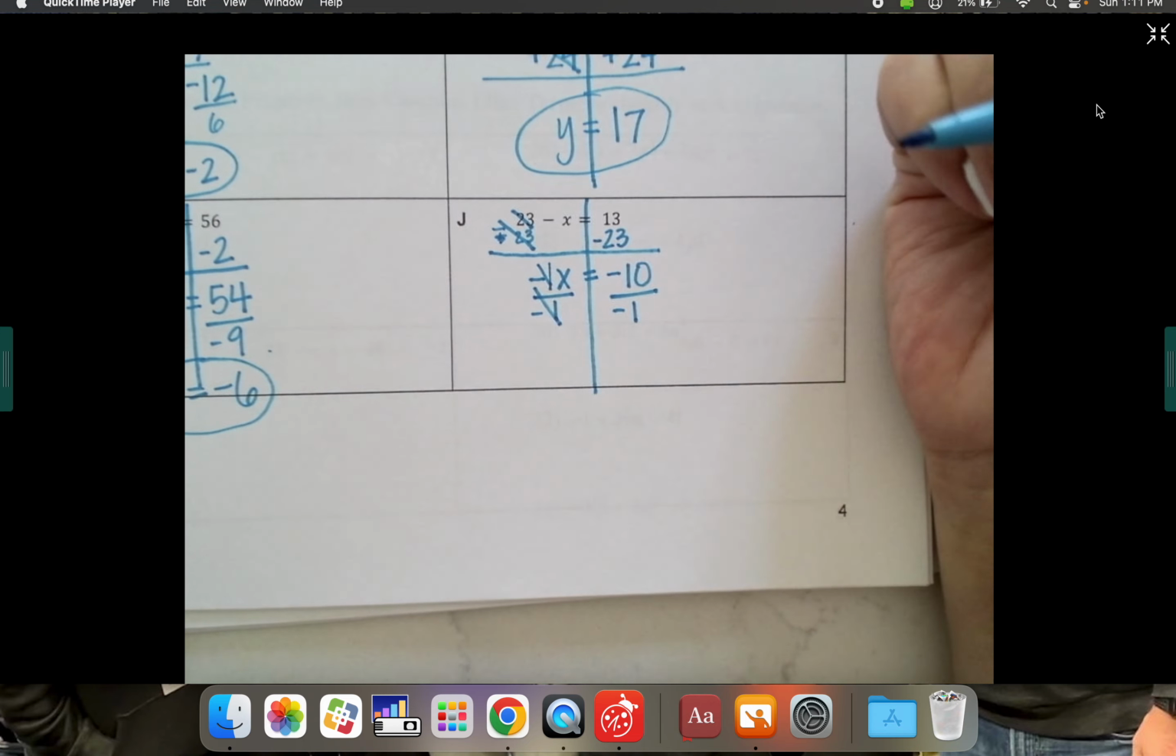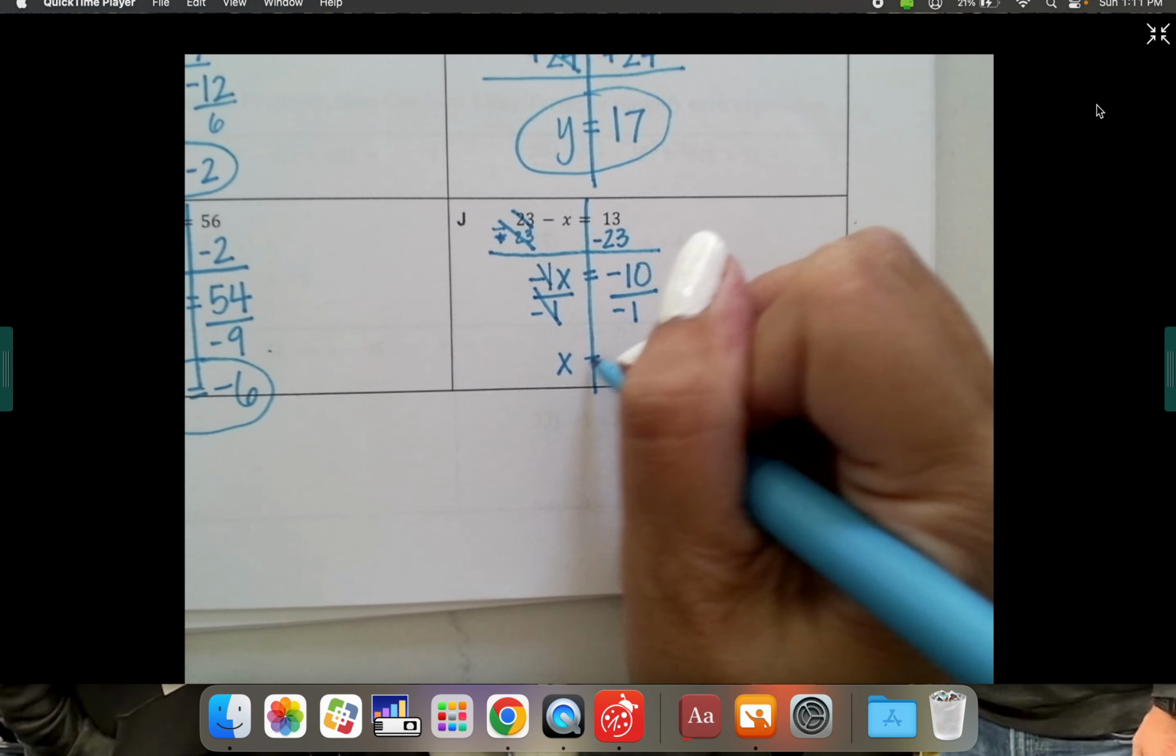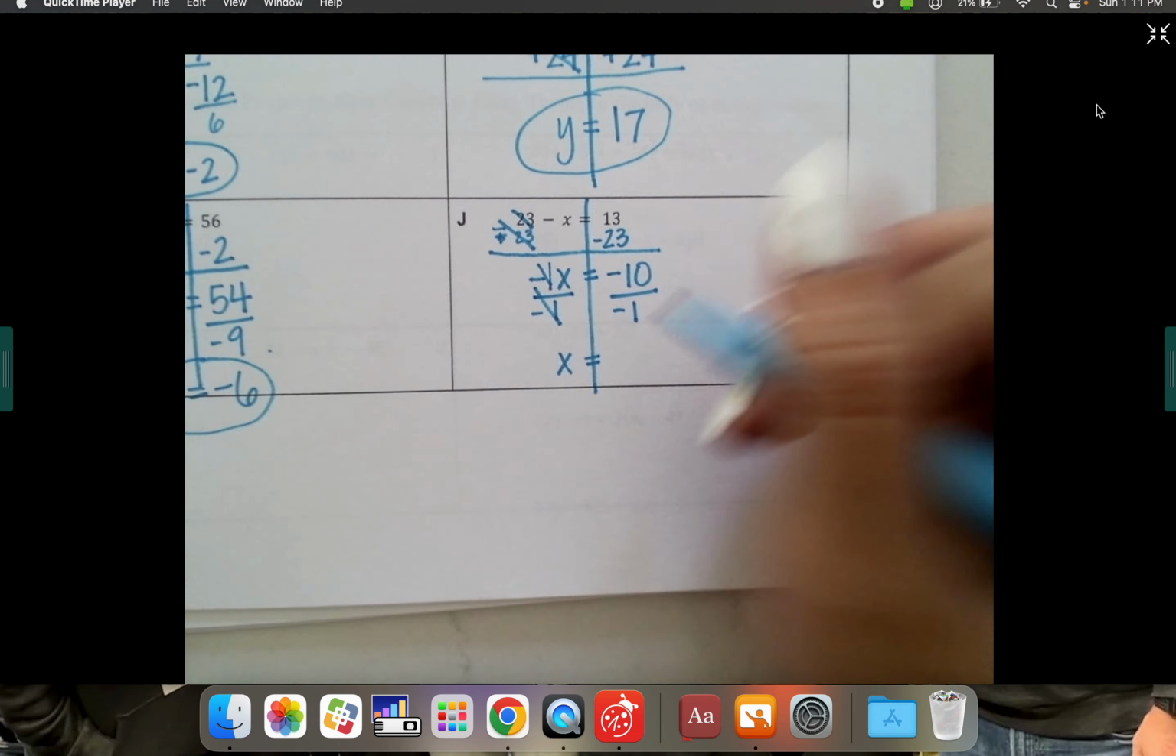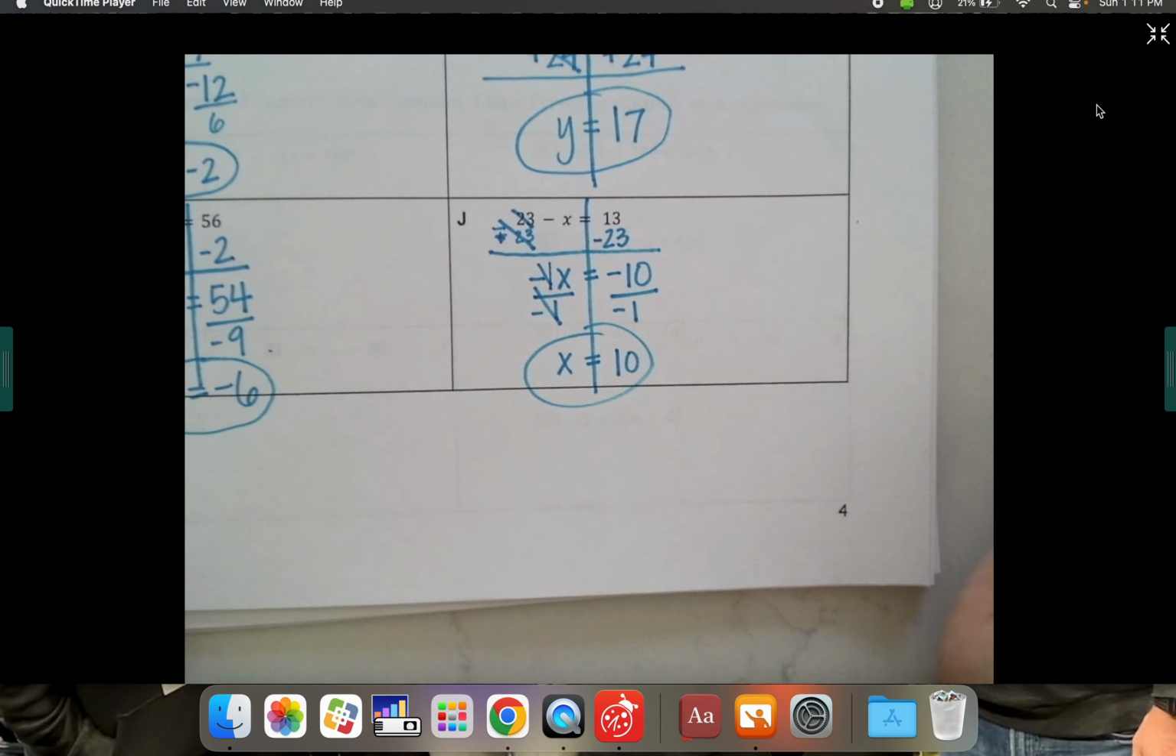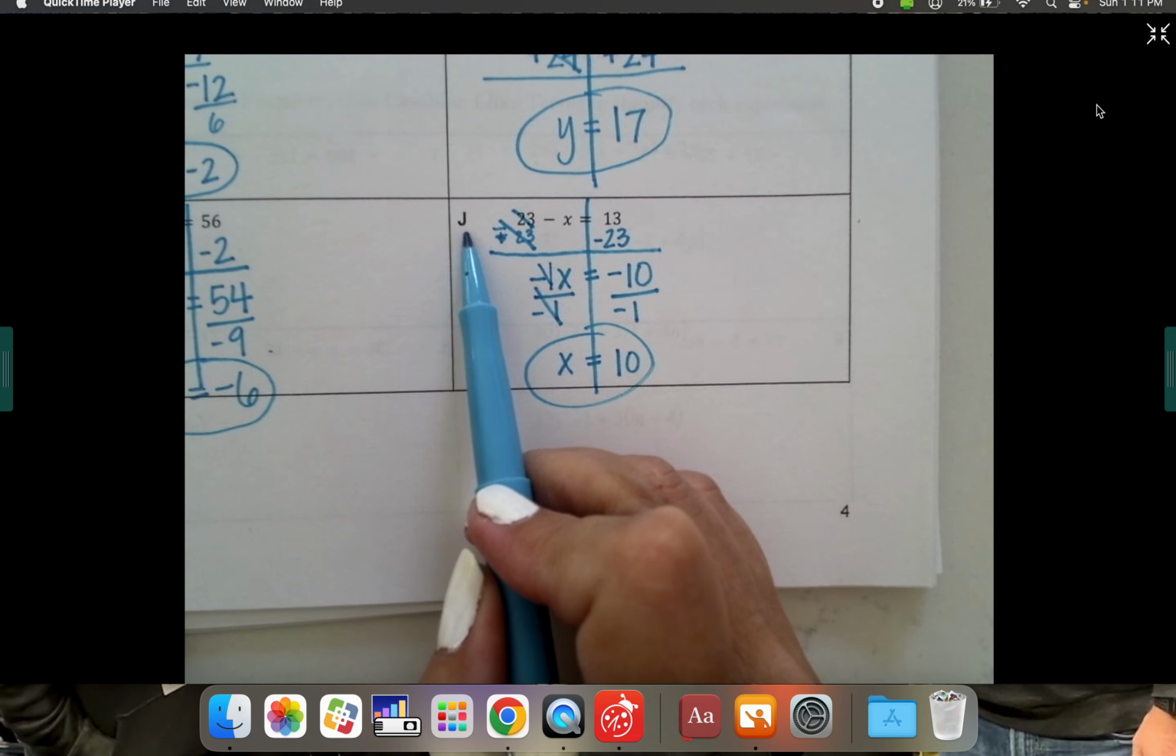Now they cancel out, and we can use our calculator over here. Negative 10 divided by negative 1 is positive 10. A negative divided by negative is positive. All right, let's look for any 10s, and we're going to make them j's.